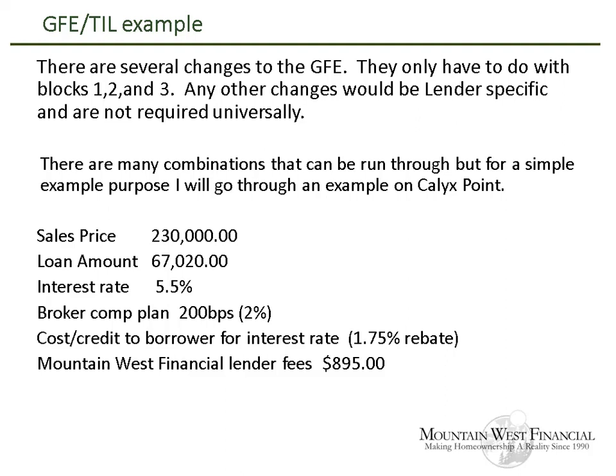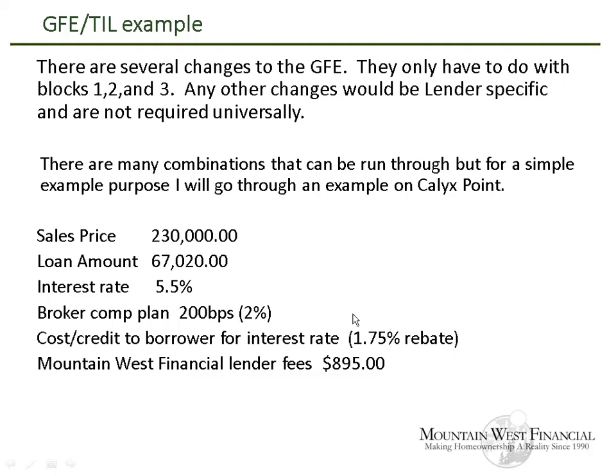If you have a broker comp plan of 1 3/4 or 2 1/4 or 2 1/2 or 300, that's what you would be putting on your disclosures. I'm just using 200 as an example. And also the example we're using is the credit to the borrower. In this case, this is a 1 3/4 rebate. Now that includes your compensation as well.